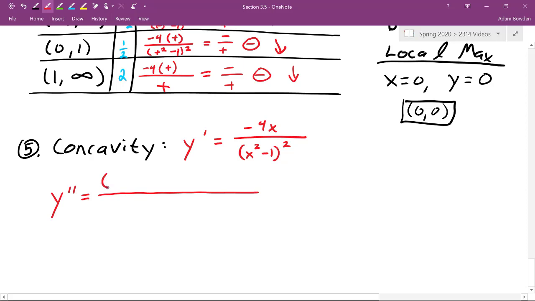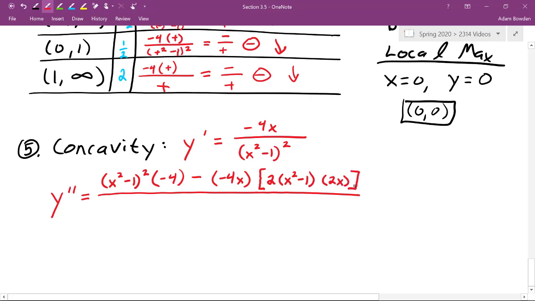So let's see, we do low d high, d high is only -4, so not too bad to get started, minus high times d low. Now to take the derivative of the bottom part, it's going to look like 2 times x squared minus 1 times 2x. That's the chain rule from the denominator. All over the square of what's below. So if we take what's below and square it, it's now going to be to the 4th power instead.